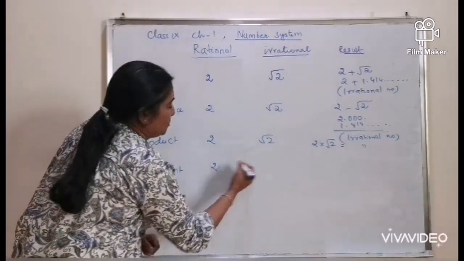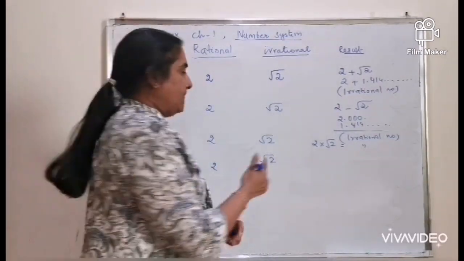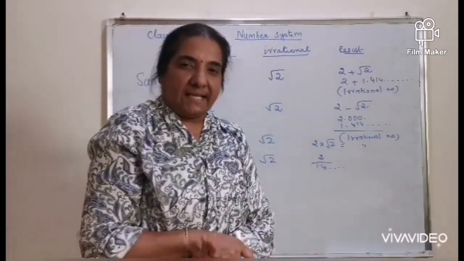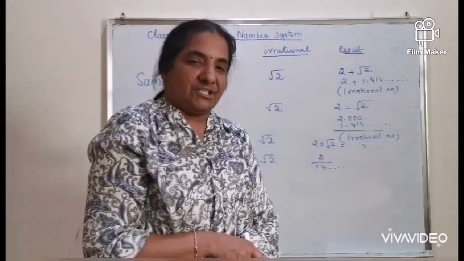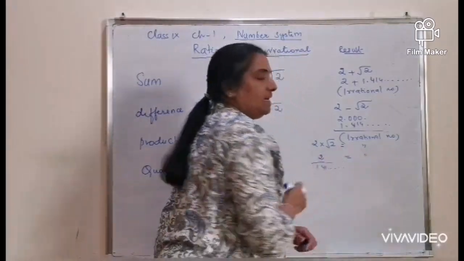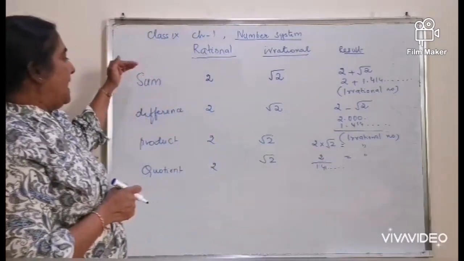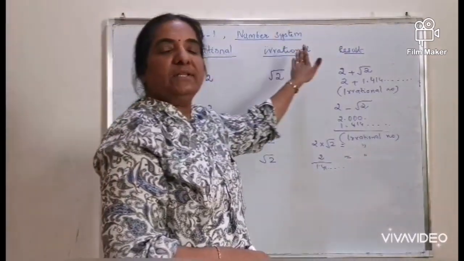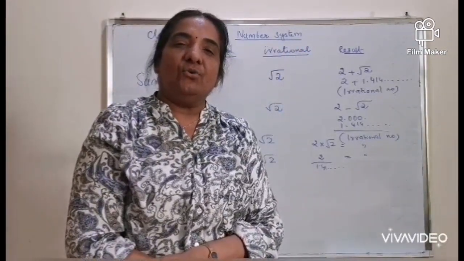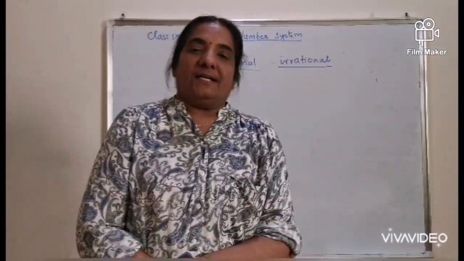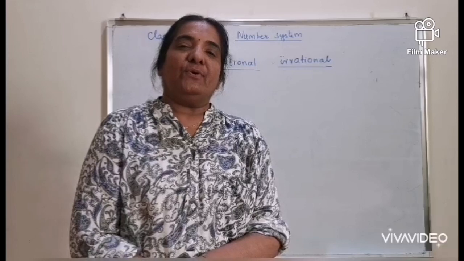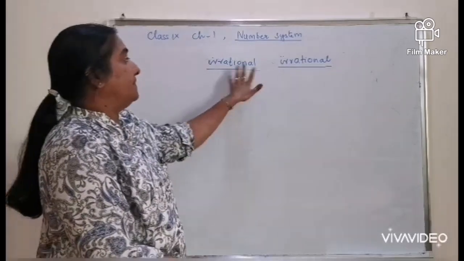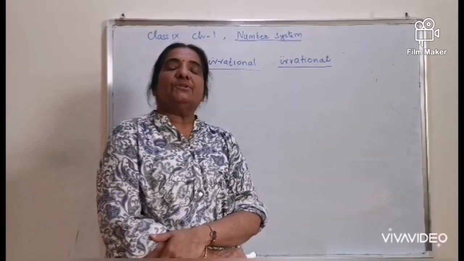Similarly, if you find the quotient of 2 and square root 2, the value of 2 divided by 1.414, etc., is again not a rational number, it is an irrational number. Thus, when you add, subtract, multiply or divide a rational number with an irrational number, the result is always irrational. A general rule, like we explained before, cannot be derived if we take two irrational numbers. When you take the following examples, you will come to know.